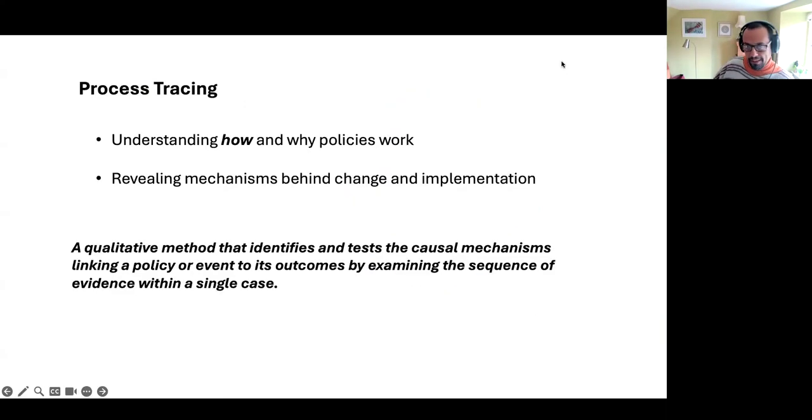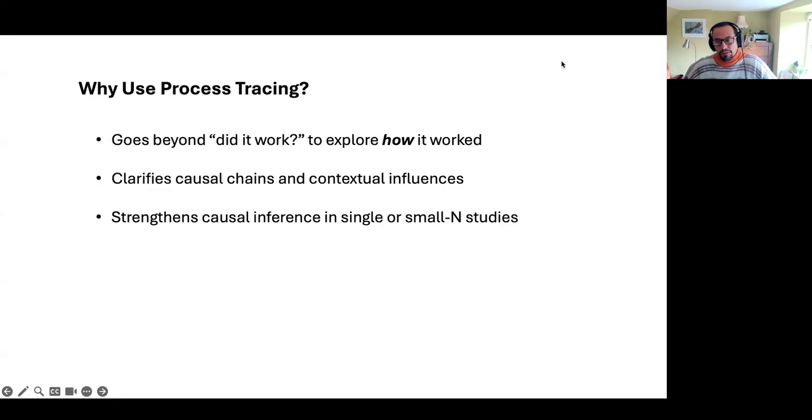Just again, I'm understanding the process, and I want you to take the ride with me, and I'm hoping that as I'm explaining to you, I'm actually explaining it to myself better. But process tracing is primarily a method that is focusing on identifying and testing causal mechanisms, whether linking a policy or event to the outcomes, and then examining the sequence of how this evidence happens within a single case. So process tracing is very much about just one single case and is focusing primarily on how it works, i.e. the mechanisms. Next slide, please. So why do we need to use process tracing?